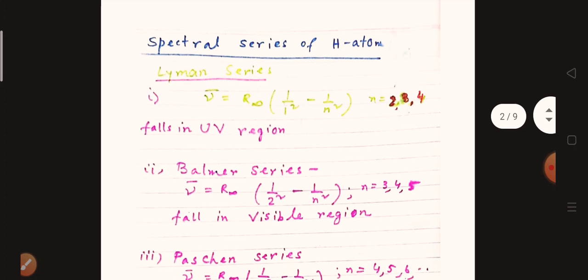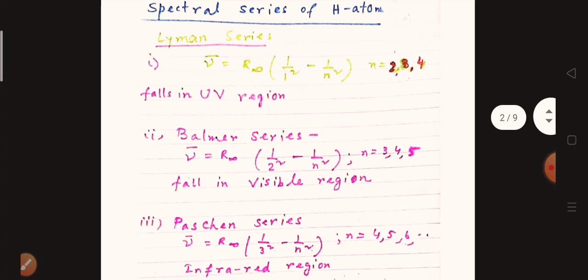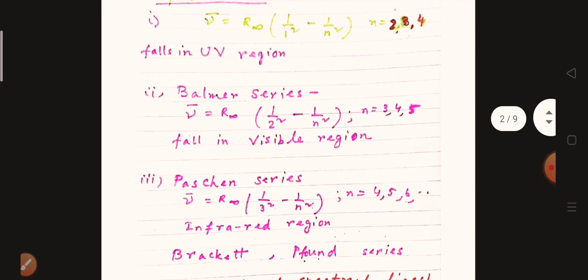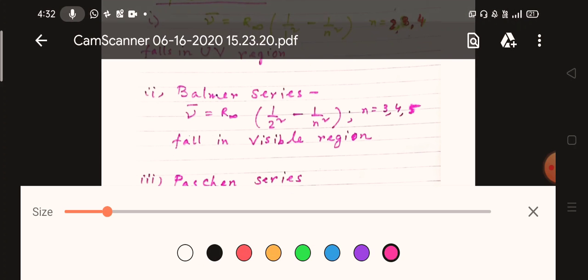So if the final level is 1, and the electrons are present in higher states like n equals 2, 3, 4, etc., then from 2, 3, 4 they will come back to the 1 state, and we will get the Lyman series. That is, nu bar equals R infinity times (1 by 1 square minus 1 by n square), which falls in the UV region.